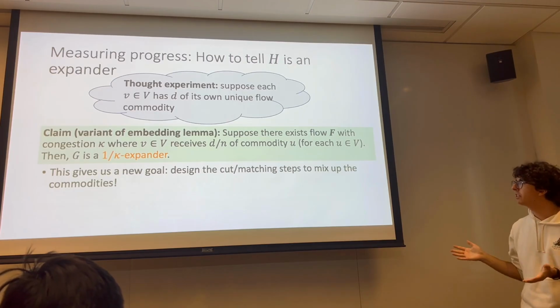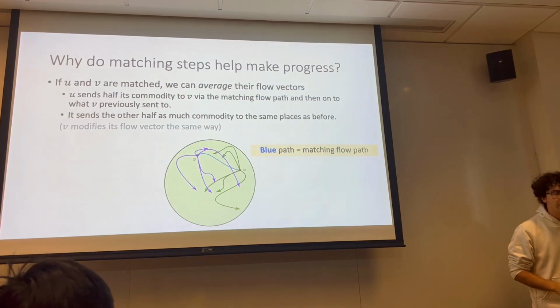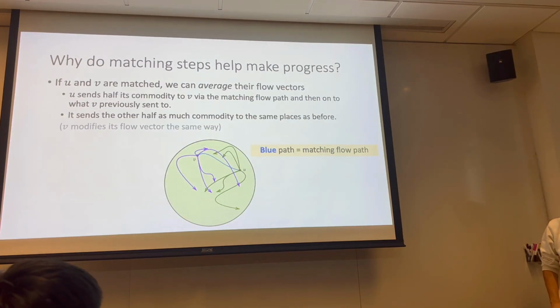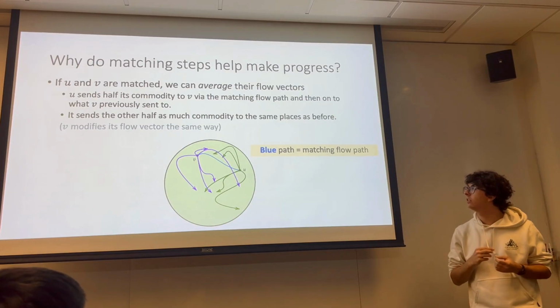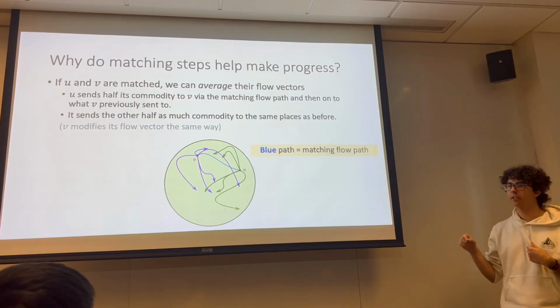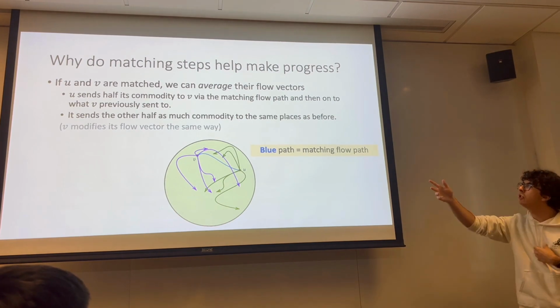Okay, so maybe it's still not obvious why matching steps help with this, but let me say why. What does a matching step look like? You find matchings between vertices, and these matchings are actually going to give us a way to make progress towards mixing up the commodities in the graph. So suppose U and V are matched.